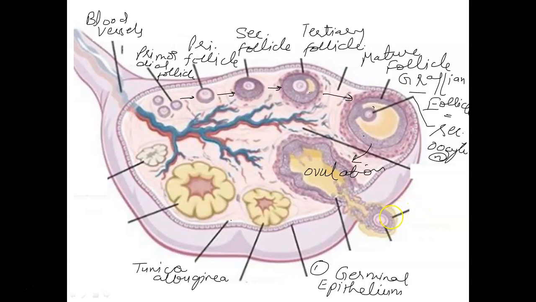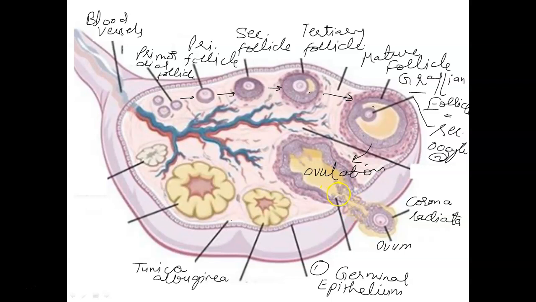The secondary oocyte has an outermost covering, the corona radiata. Children, you label all these things so that you can answer me when in the coming slides we study each structure in detail. Okay, this is the corona radiata, and this one is the ovum, or you can write the egg membrane.